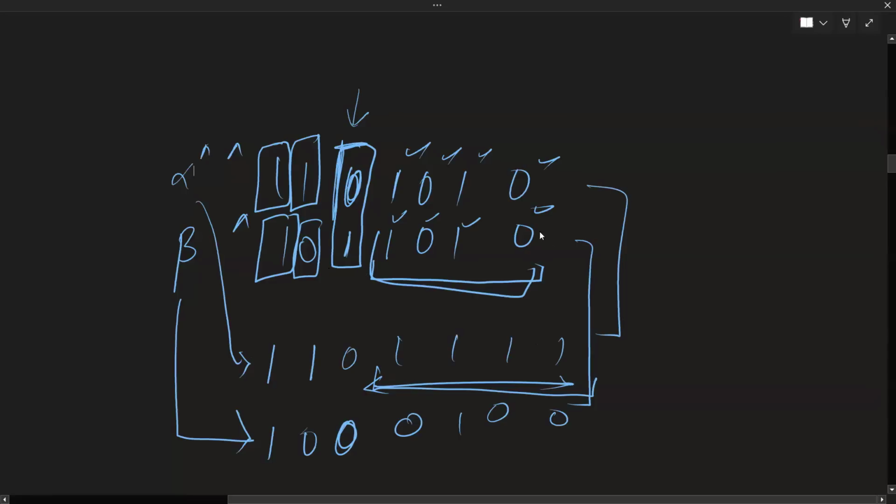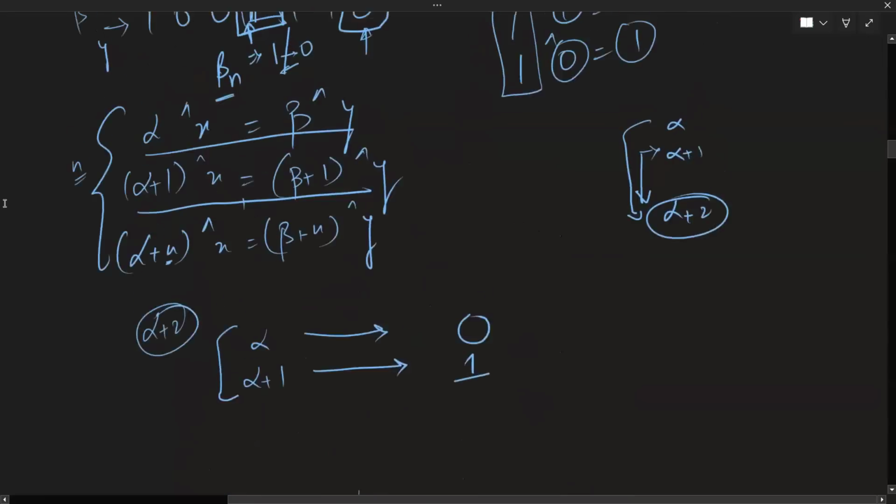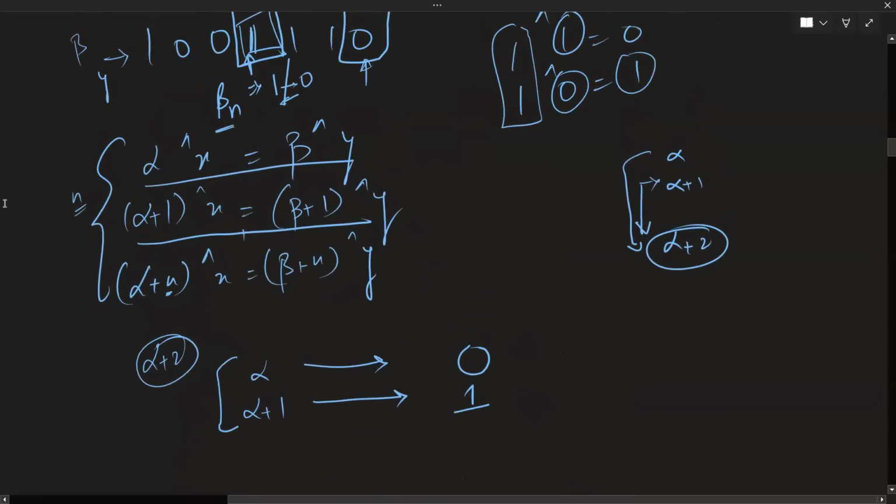Basically, all the last bits which are the same, those can be anything in alpha and beta. So you basically have 2 to the power x, if x is the number of common, same bits at the last.